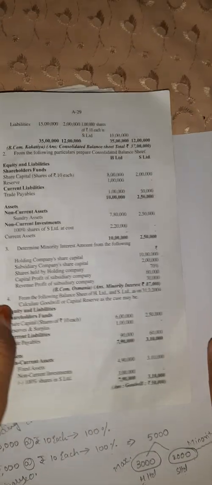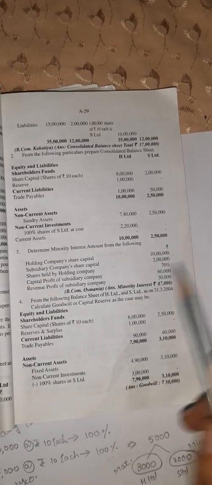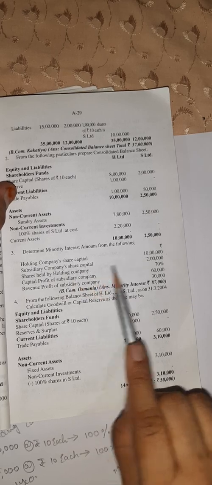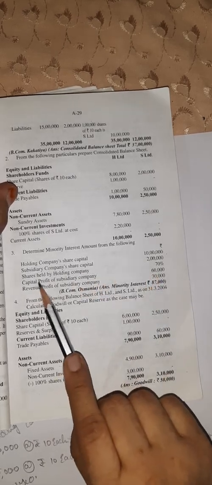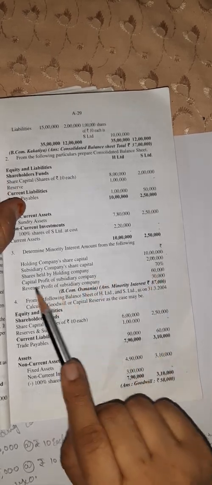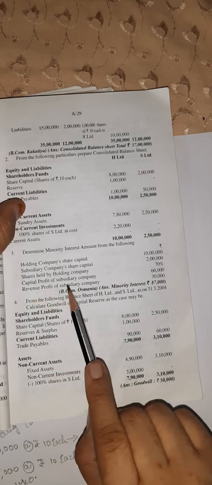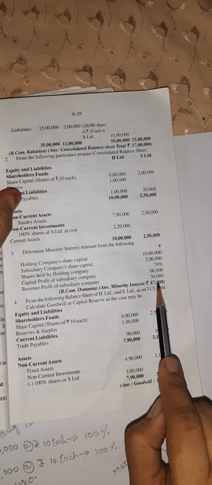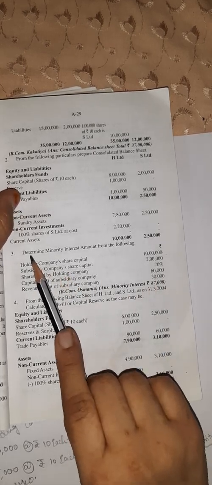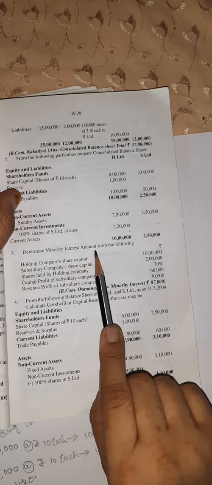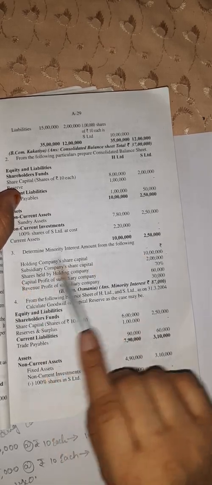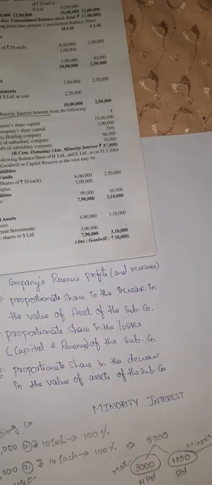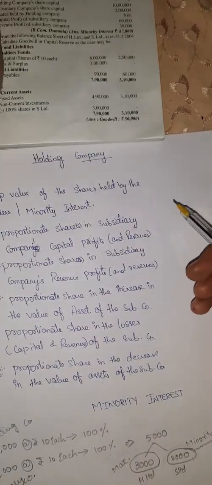Now the problem. Our question says the holding company's capital is 10 lakh, the subsidiary company's share capital is 2 lakh, shares held by the holding company are 70%, capital profit of the subsidiary company is 60,000, and revenue profit of the subsidiary company is 30,000. We are asked to determine the minority interest amount from the following. We will solve this question with the help of this pro forma.